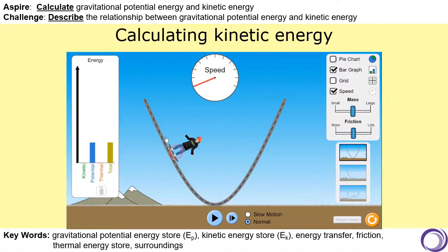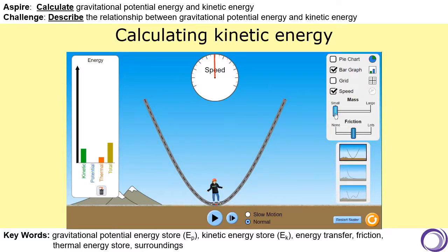Now, the second factor I will show you here. If I let the skateboarder go and pause them again at the bottom of the ramp, where they're going at their fastest, so lots of kinetic energy. If I change the mass of the skateboarder and I make them really small, you can see that their speed hasn't changed, but their kinetic energy is now much smaller than what it was before.